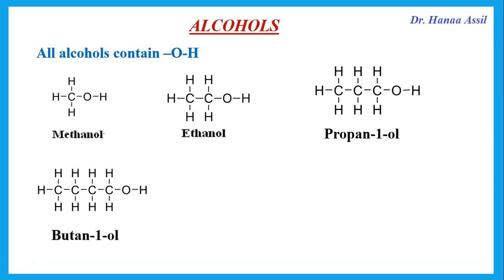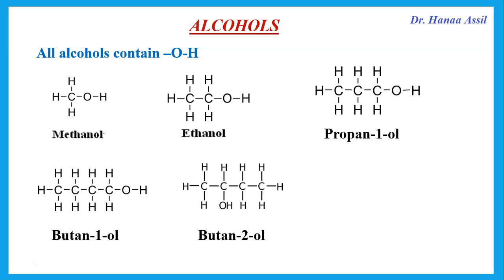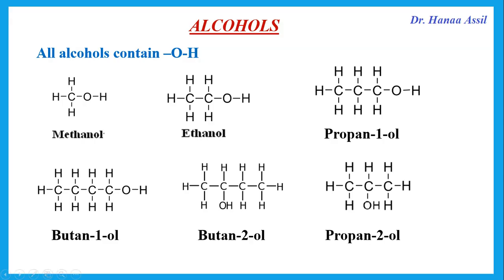This also is butan-1-ol. Now when the OH is on carbon number 2, that is butan-2-ol. Now what would this be? Propan-2-ol.